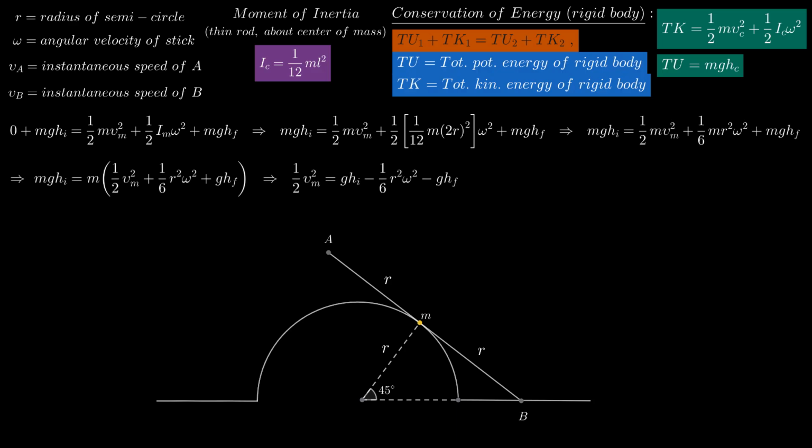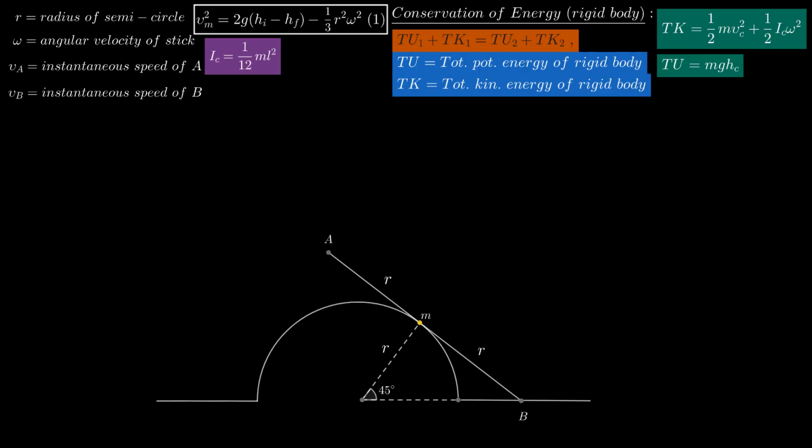We solve for u of m, and we end up with u of m squared equals 2 times g times the height differential, h initial minus h final, minus 1/3 times r squared times omega squared. So we put this formula aside for the moment because we need to find the initial and final height of the midpoint. We'll start with the initial height.